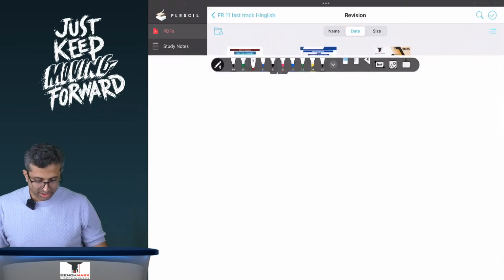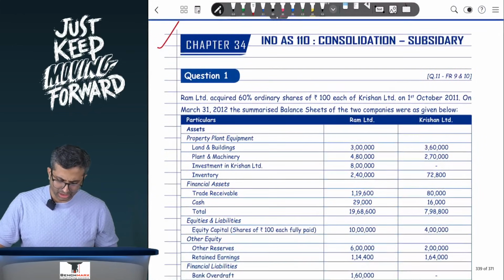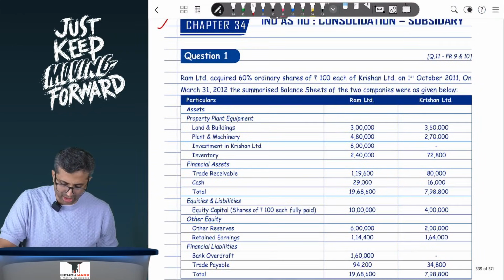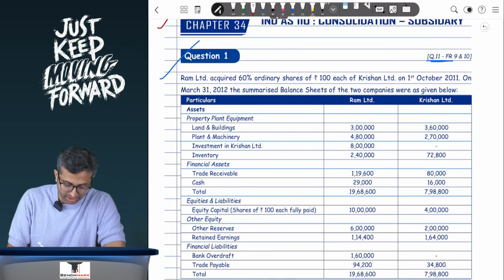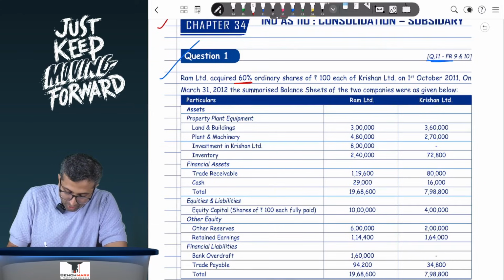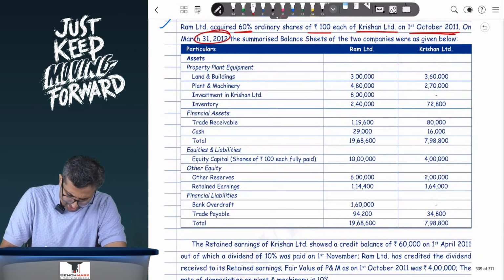Okay, so let us go to the top questions that we have. There's this question, I think this is question number 11 of your books. This is question number 1. It's a multiple time exam question. Ram acquired 60% of ordinary shares of 100 each of Krishan on 1st October 11. On 31st March 12, the balance sheets were as follows. So you have been given the entire balance sheet.